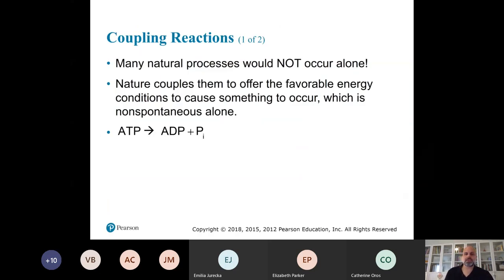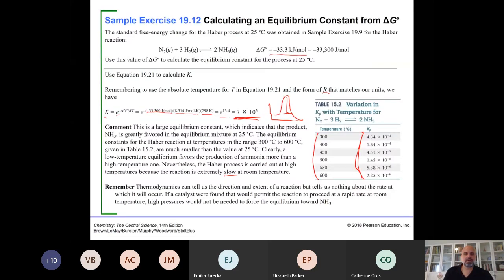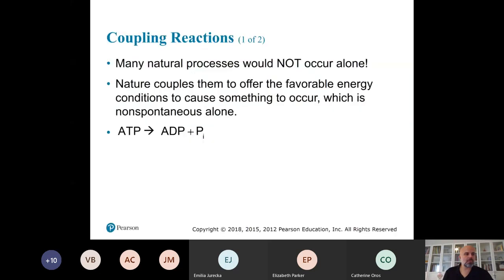All right, coupling reactions. I want one last problem, but I'm going to finish this last slide. It says many natural processes would not occur alone. Nature couples them to offer the favorable energy conditions to cause something to occur which is non-spontaneous alone. If we take ATP, for example, converting over to ADP, this is the energy of life. ATP is converted to ADP and releases a phosphate, and that's how chemical reactions occur.